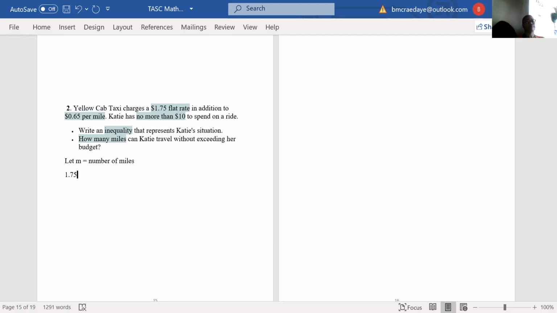And any addition. That's right. So what would that look like, Vanessa? 1.75 would be added to what? It would be added to the 65 cents per mile. That's right. So that would be plus 65 cents times the number of miles, right? Because that represents 1 mile. And we say let M equal the number of miles. Now that amount cannot be more than $10. So what would be the inequality?